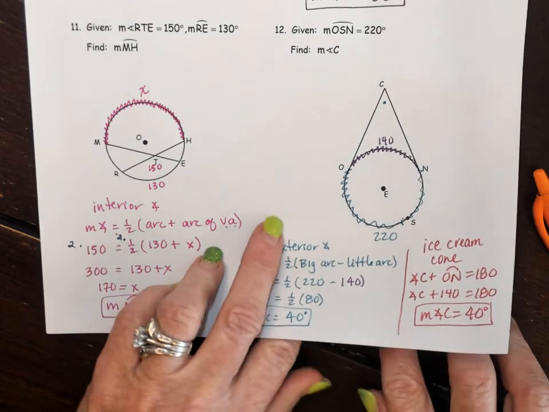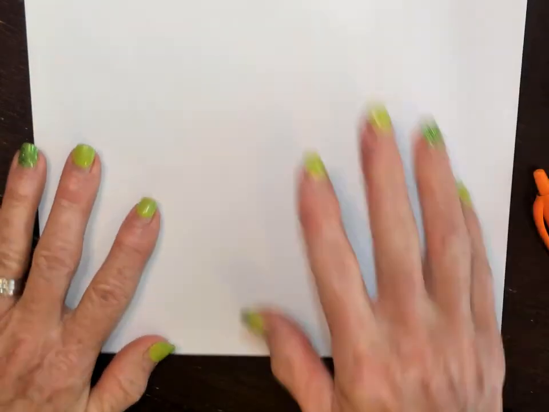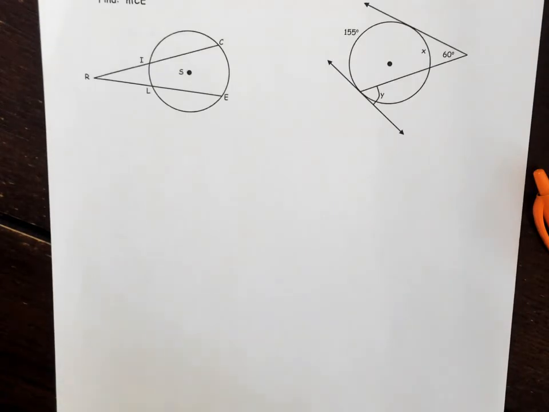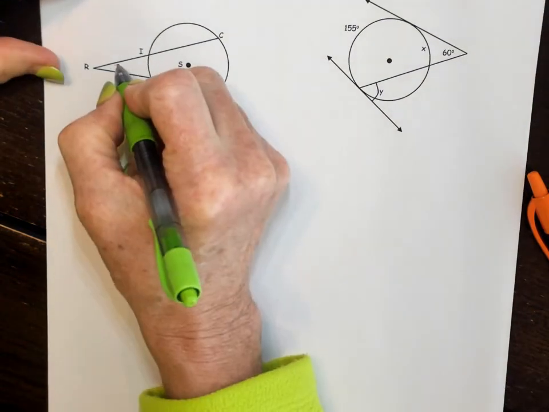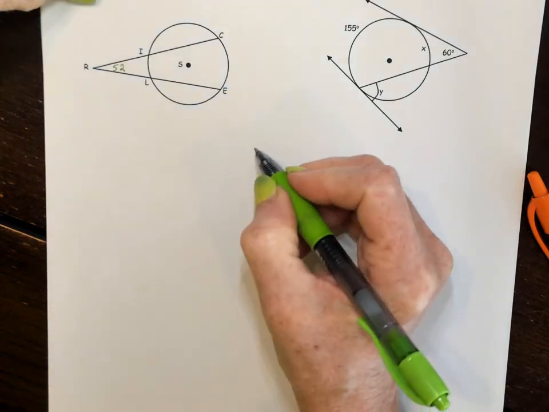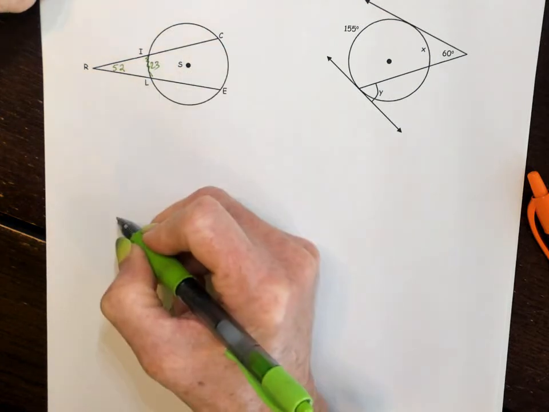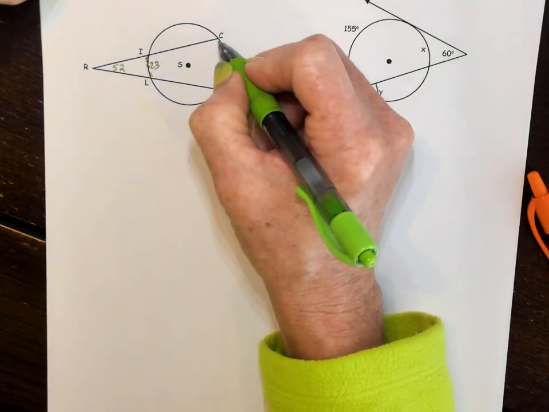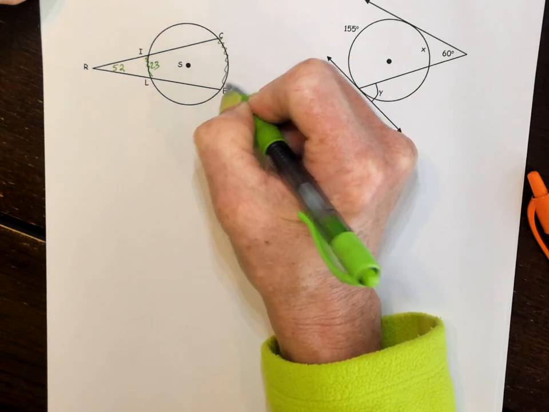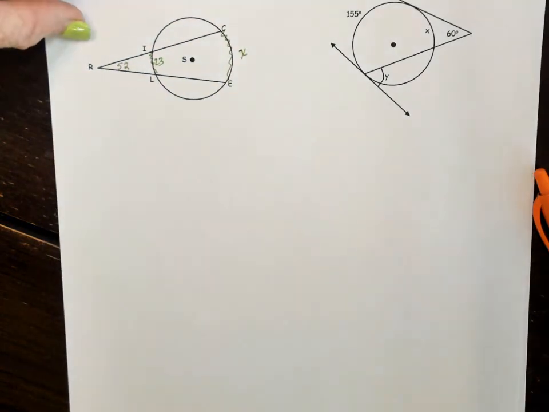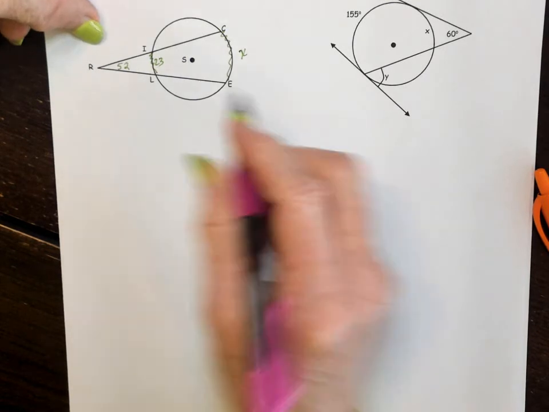All right, a few more problems to go. I think there's just 2 left for this day 2 of notes. Yep, just these 2. So here we go. Given angle R is 52, arc IL is 23, so this mess in here is 23. I want you to find arc CE, this one up here. Let's call that X.